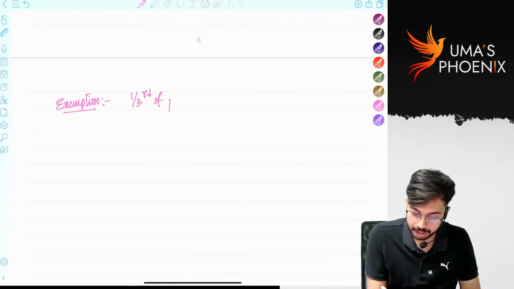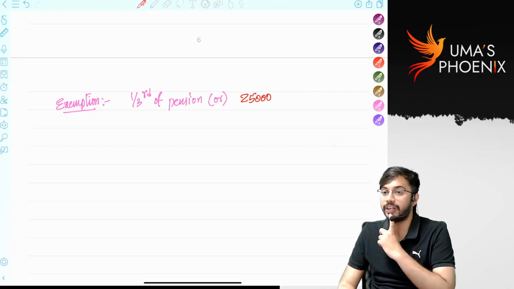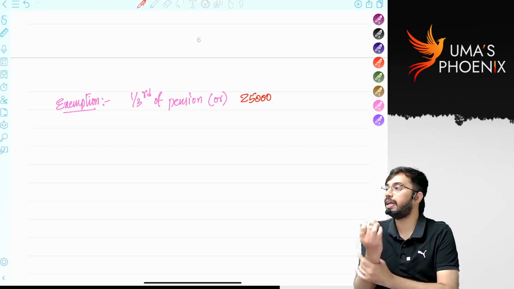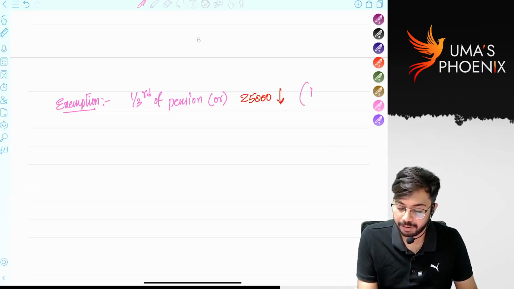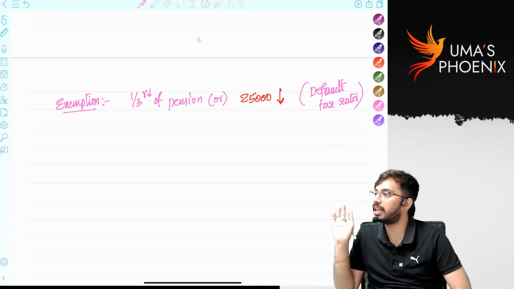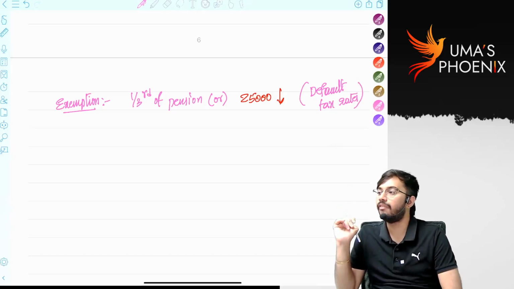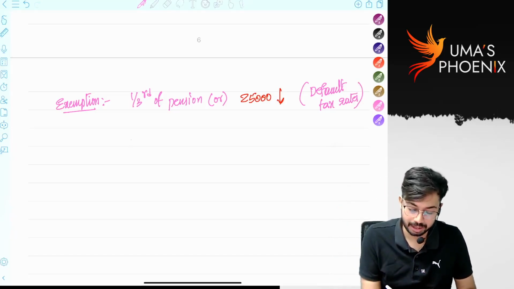Exemption is equal to 1/3 of pension or 25,000. Very important amendment as per Finance Act number 2 of 2024. 1/3 of pension or 25,000, whichever is lower, under default tax rates. Under optional tax rates, the old provision will remain. Under optional tax rates, the amount of exemption is equal to 1/3 of pension or 15,000, whichever is lower. Is it clear?